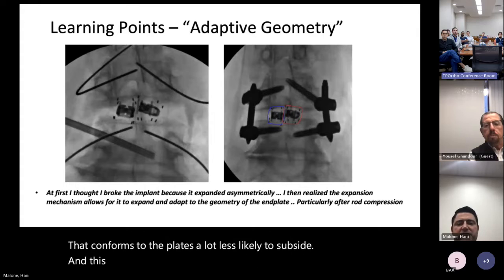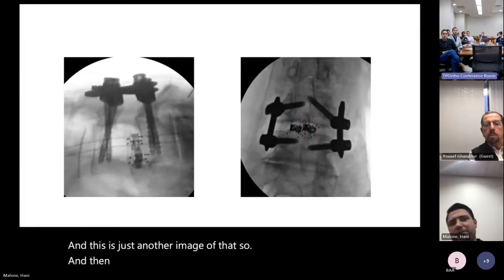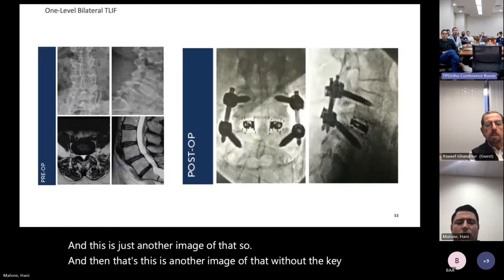And this is just another image of that. And then this is another image of that without the K-wires.